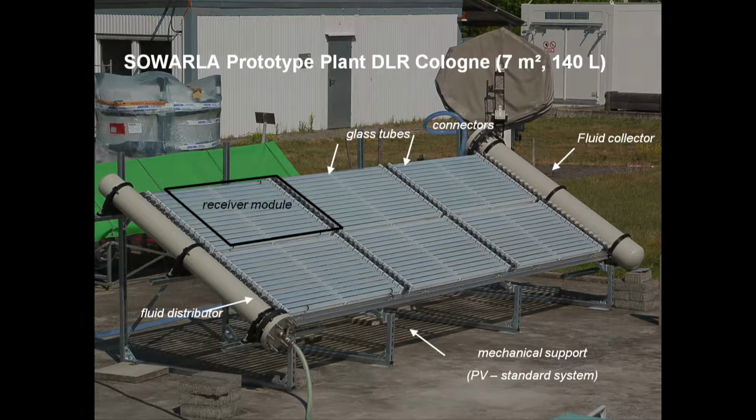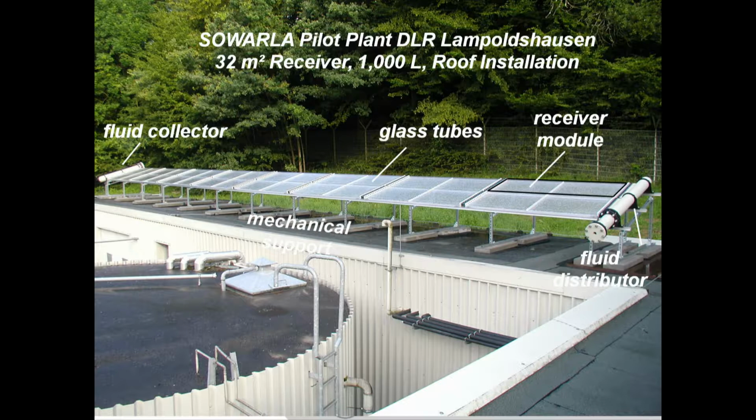And then we tested it in a small prototype plant in our test center in Cologne with an aperture of 7 square meters and a volume of 140 liters. And it was operated very successfully. The next step was to go to where the wastewater is really produced. And this is the DLR test facility in Lampoldshausen in southern Germany, where we have some cooling water which is contaminated with such hydrazines. And as you can see, we developed not only the plant in a way that we just put more modules together, but we changed the module style.